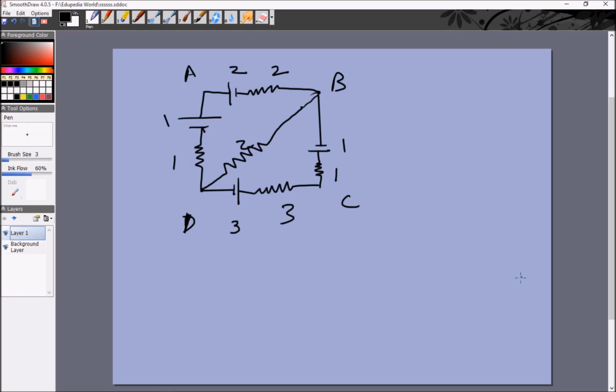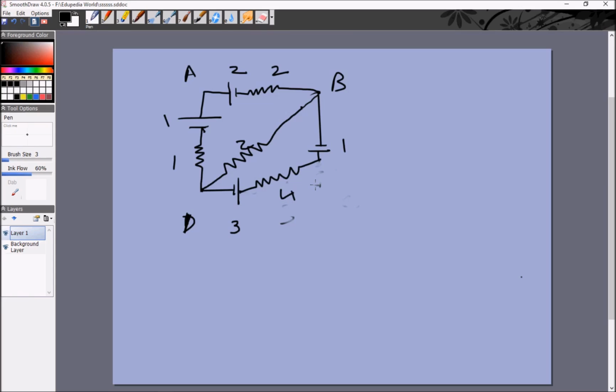At this point, there's not a lot of simplification we can do, except one thing I can see. This 3 ohm and this 1 ohm resistance are in series, so I'll just add them up and create a 4 ohm resistance. So these 2 points are connected by a resistance of 4 ohms.